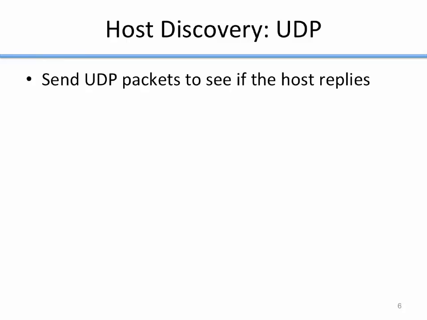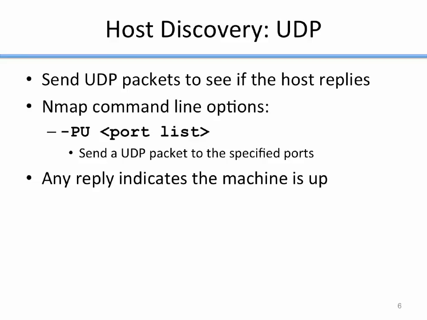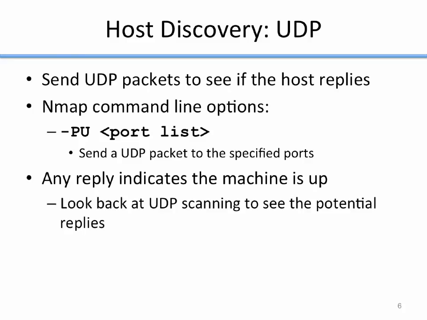Now the third type of host discovery I could do would be UDP. In this case, I would send UDP packets to see, again, if the host replies. The command line option there, and there's just one, is -PU. U is for UDP. And I specify a port list, and I'll send a UDP packet to the specified ports. And again, I'm looking for any sort of reply. I might get a UDP reply, I might get an ICMP reply indicating that the UDP port is closed, but it really doesn't matter. Any reply means that the machine is up. And to look at the potential replies, you can always skim back at the UDP lecture, because the replies for UDP scanning and the replies for UDP host discovery are the same.